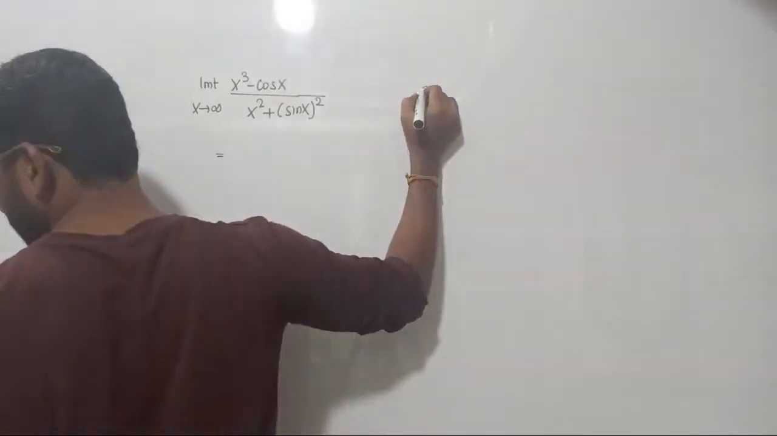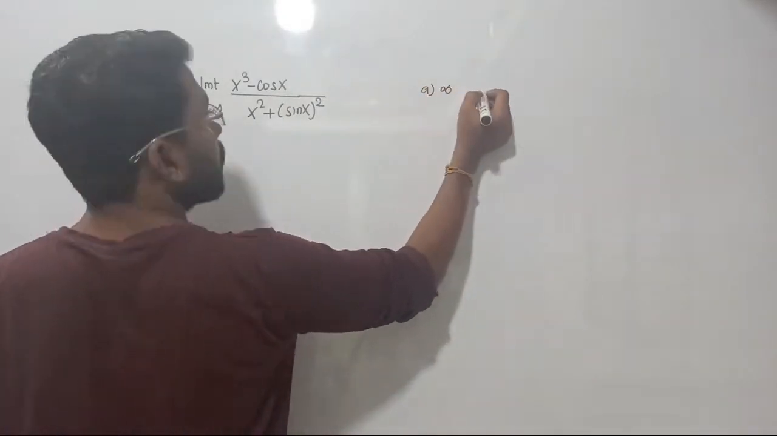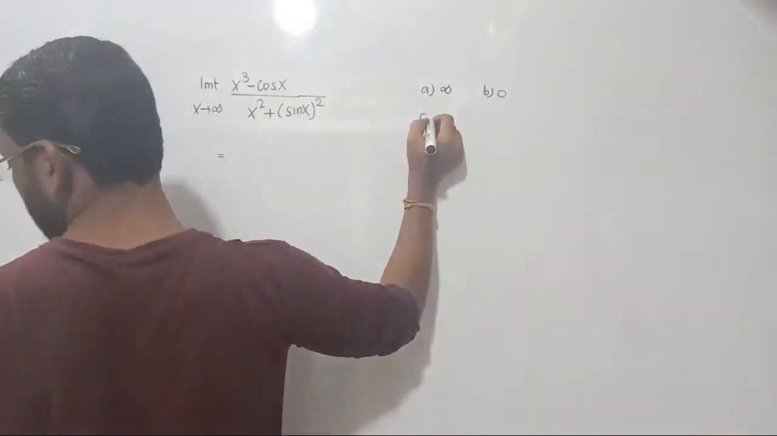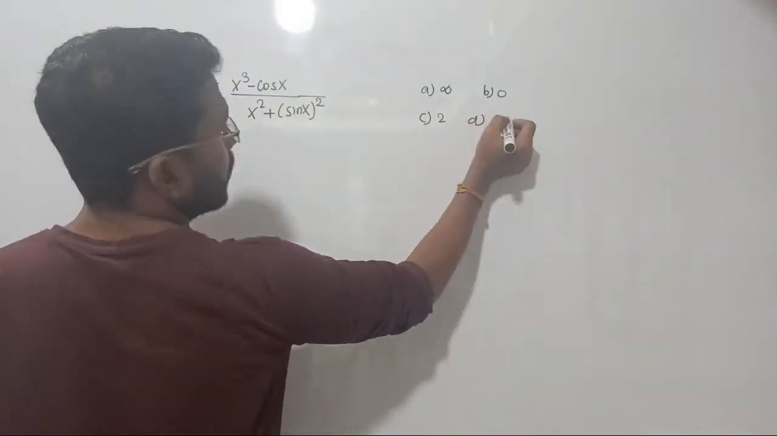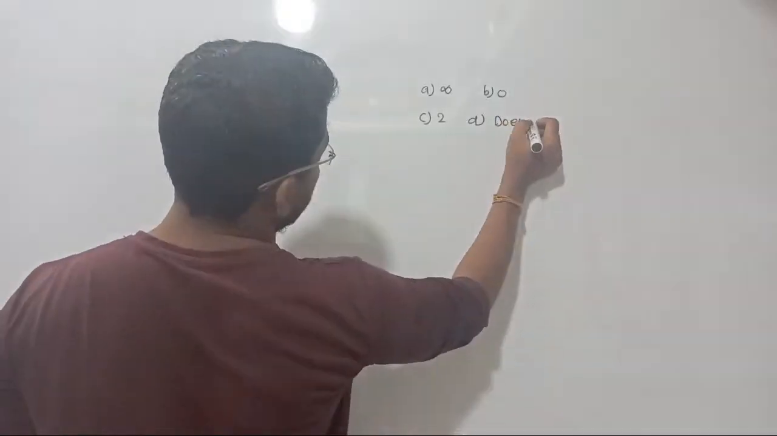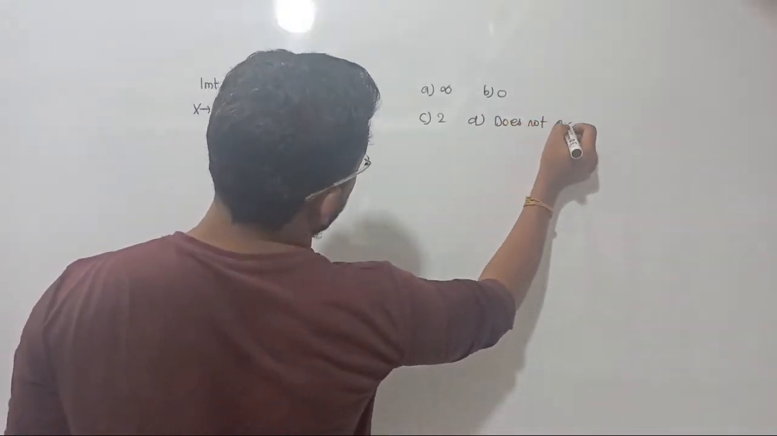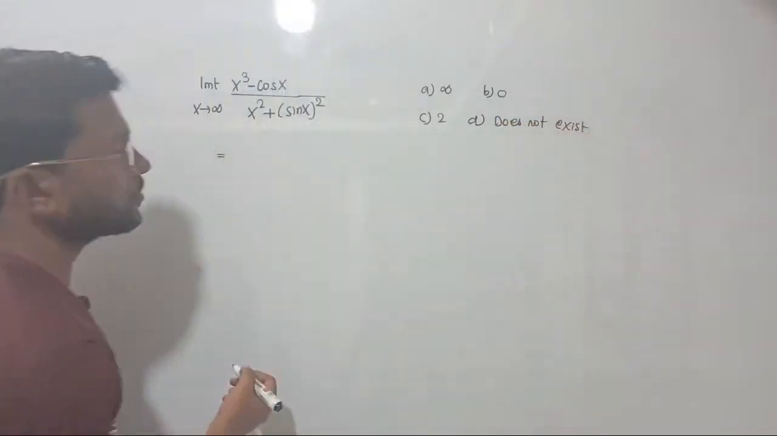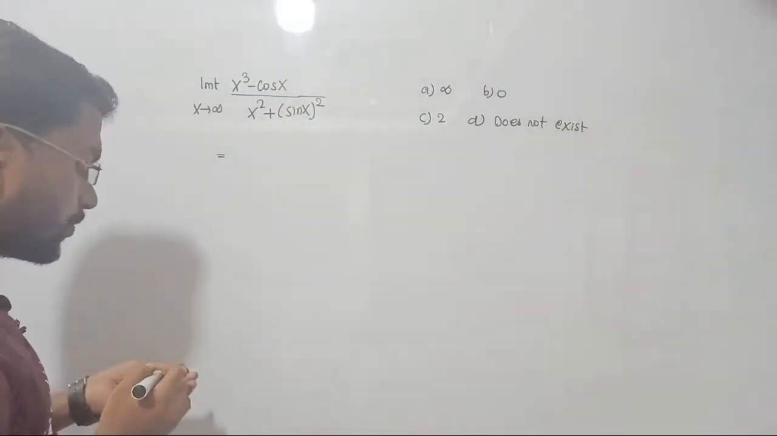Anyway, they have given 4 options. Option A infinity, option B 0, option C 2, I think option D does not exist. Solution does not exist for the given function. Shall we proceed? Yes. Substitute x equal to 0.